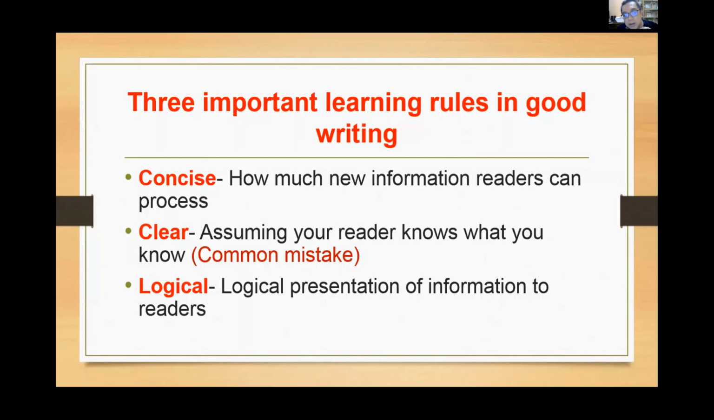There are three important learning rules in good writing. As I said, there are three keywords. The first is concise. What I mean by concise is how much new information the reader can process. Otherwise your reader cannot digest what you are trying to do. Focus, especially if you have a short title, because you may try to deliver more than the title can bear. So it's very important to understand what you are trying to do and highlight that in your paper. We will discuss in more detail later how to do that.